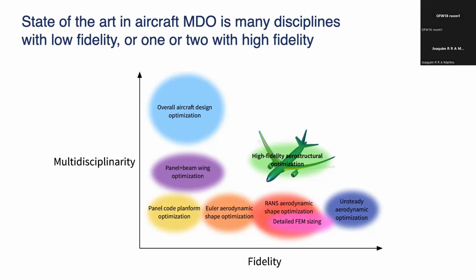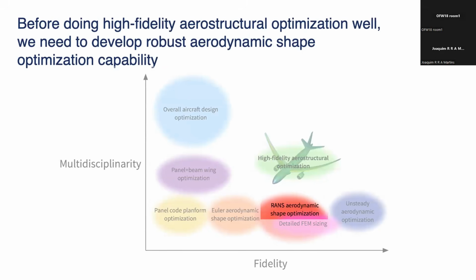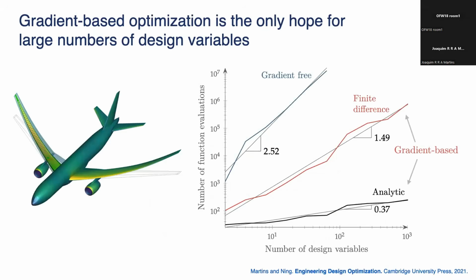Going the diagonal, have multiple disciplines with high enough fidelity. And I would like to say appropriate fidelity, because high fidelity is not always the answer for everything, okay? And that includes a lot of CFD. So that is what I'm going to focus on first, after all this is the OpenFOAM conference: talk about RANS-based aerodynamic shape optimization first.